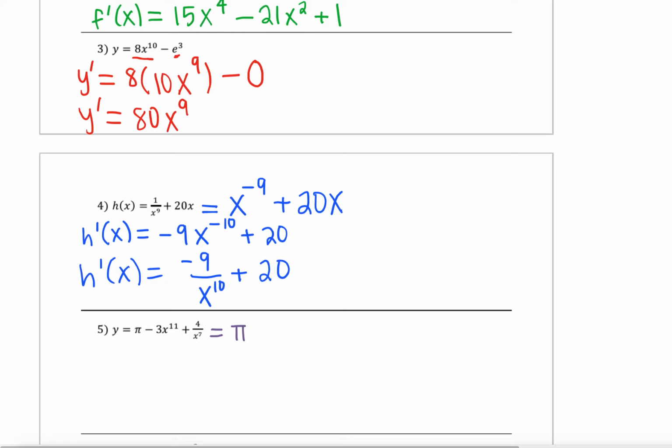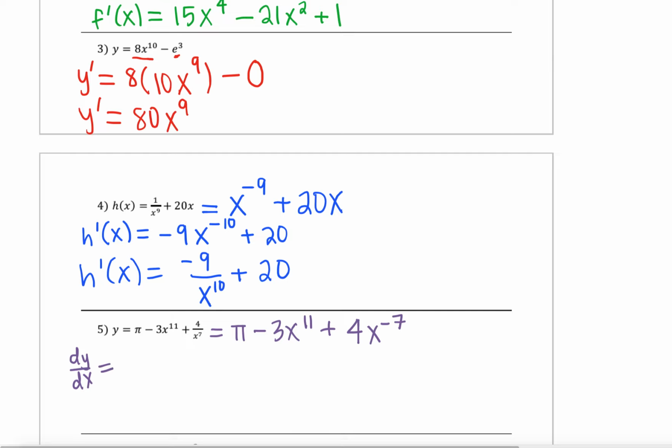So again, this is still my original function y, which is why I'm putting equals to our original expression. So I've got pi minus 3x to the 11th, and plus I can rewrite 4 over x to the 7th as 4, which is still in the numerator, times x to now the negative 7th. From here, we're ready to go ahead and use our power rule to find our derivative.